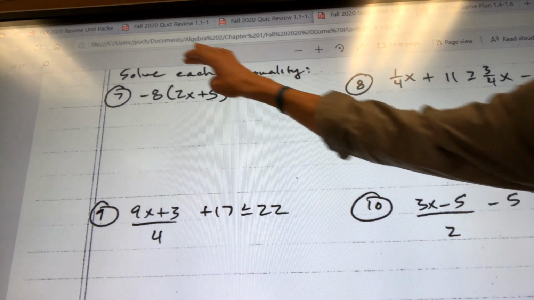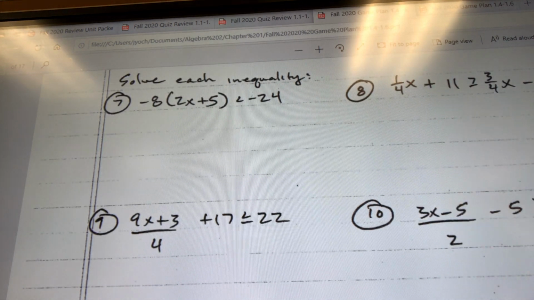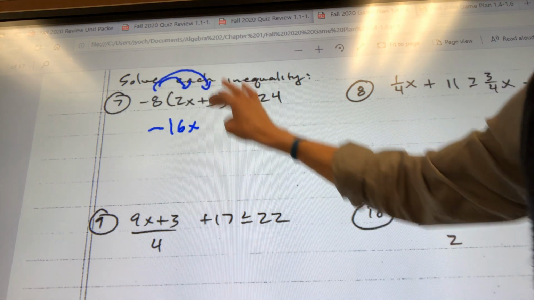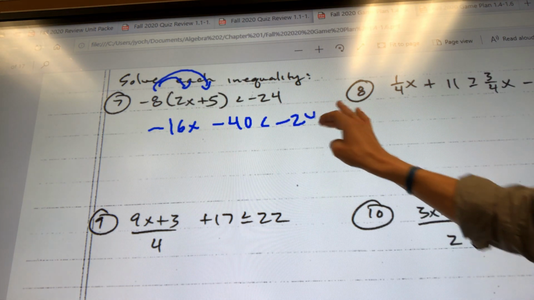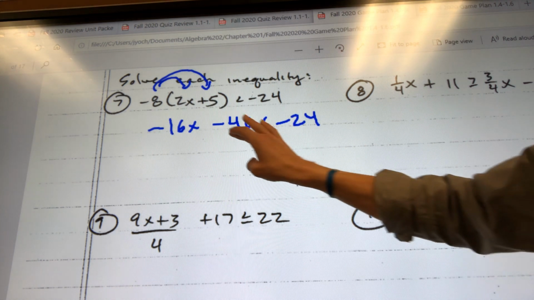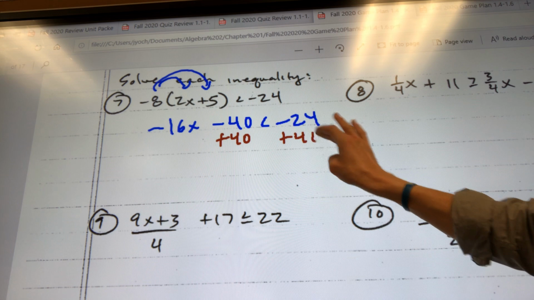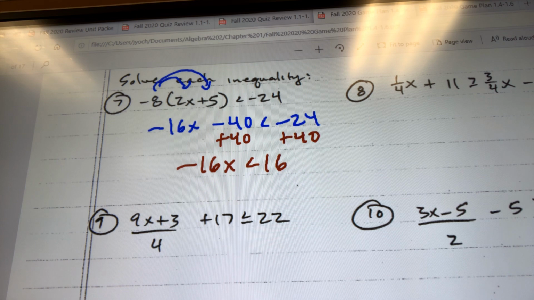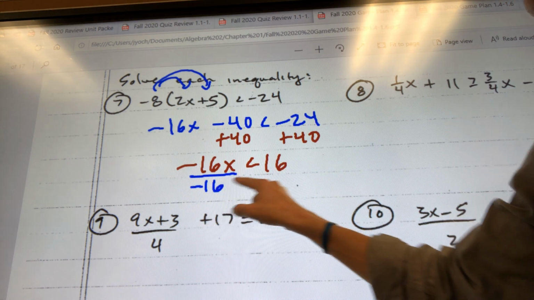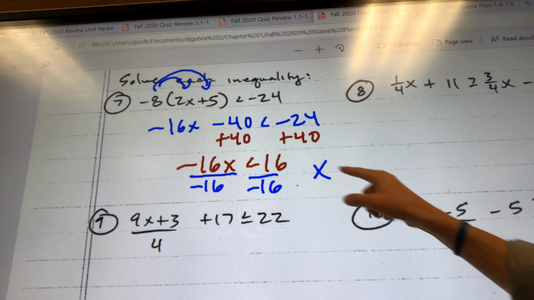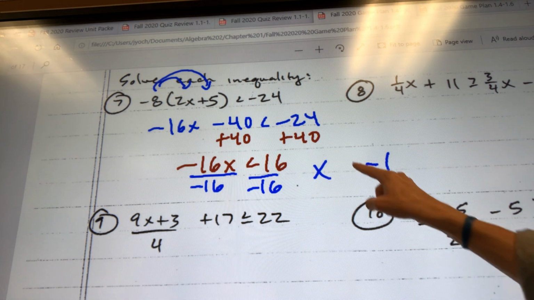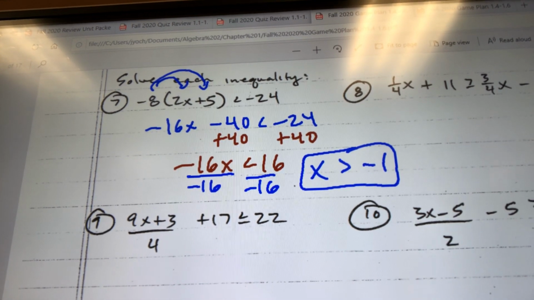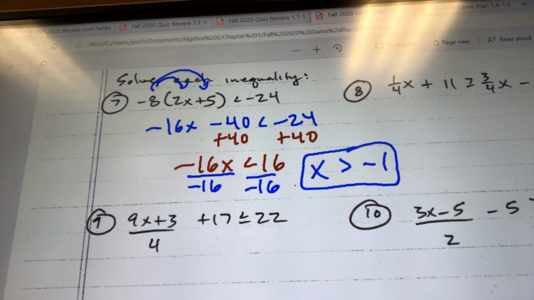All right, here on 7, distribute. No, don't do that. Distribute the negative 8. Negative 16x minus 40 is less than negative 24. Add 40 to both sides. Negative 16x is less than 16. Divide both sides by negative 16. A positive divided by a negative is a negative. You have divided by a negative, so you need to flip the sign. x is greater than negative 1.